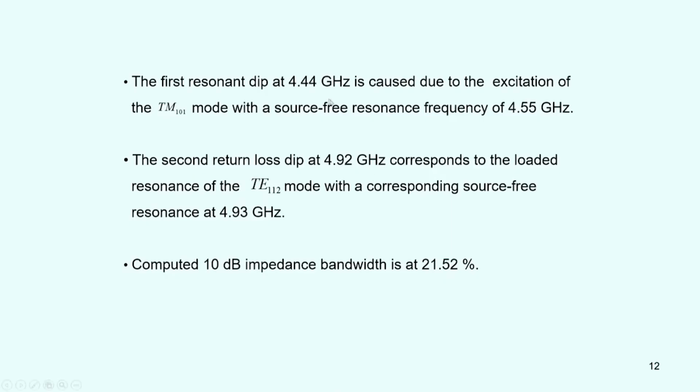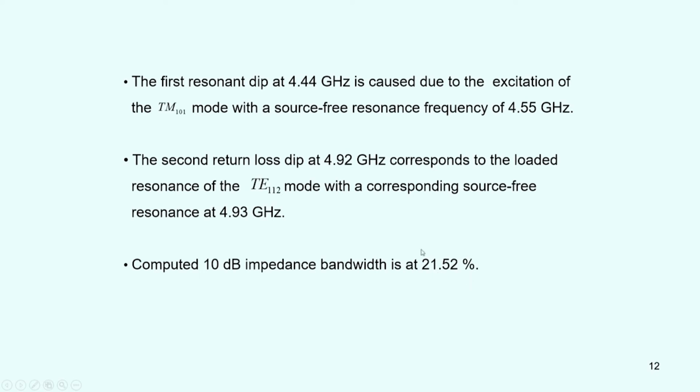So, we see that the first resonance dip at 4.44 gigahertz is caused due to the excitation of the TM101 mode with a source free resonance of 4.55 gigahertz. The second return loss dip at 4.92 gigahertz corresponds to the loaded resonance of the T112 mode with a corresponding source free resonance as 4.93 gigahertz, and the computed 10 dB impedance bandwidth is 21.42%.